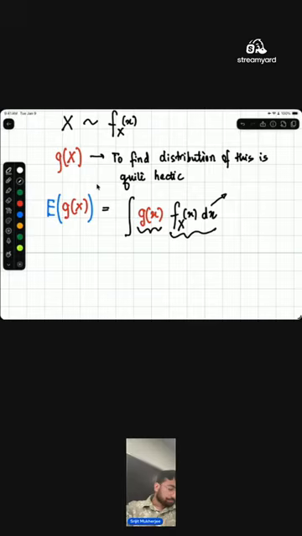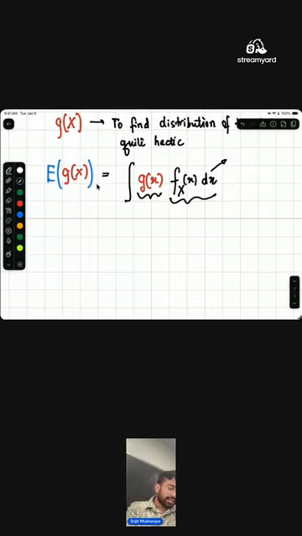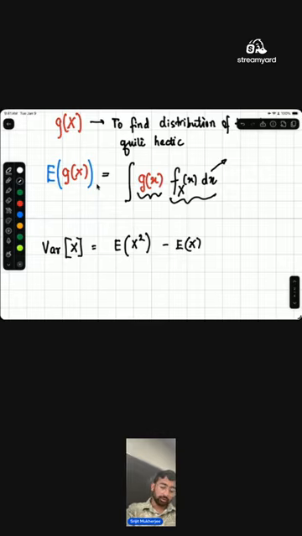The variance of a random variable X is defined as the expectation of X squared minus the expectation of X, whole squared. That's the different definition of variance. It's very simple. Again, this is addressed towards the beginner students.